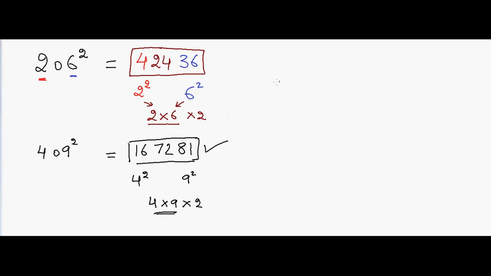Now if we have something bigger, I will give you an example of a carryover. Suppose I have 825 and I want to do a square of this number, so this will be a little different. Here the approach will be the same. So 8 square is 64, and then 25 square. 25 square is 625, right?